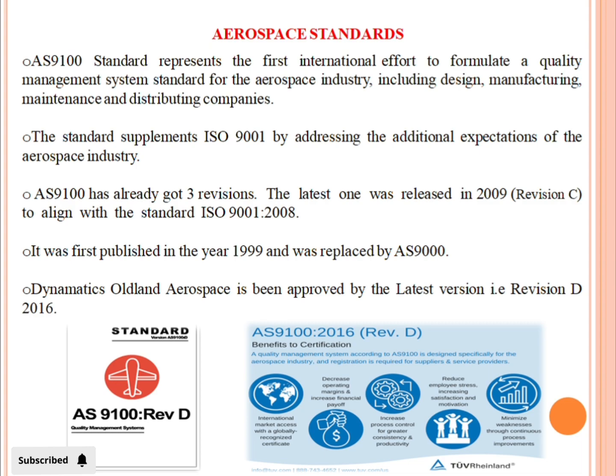So there are several categories under AS 9100. Among those categories, ISO 9001, which is related to the aerospace industry, is one. AS 9100 has already had three revisions: Revision A, Revision B, Revision C. The latest one was released in 2009, called Revision C, in order to align with the standard ISO 9001-2008. It was first published in the year 1999 and was replaced by AS 9100. Dynamatic Oldland Aerospace has been working on the latest revision, that is Revision D, which was released in the year 2016.